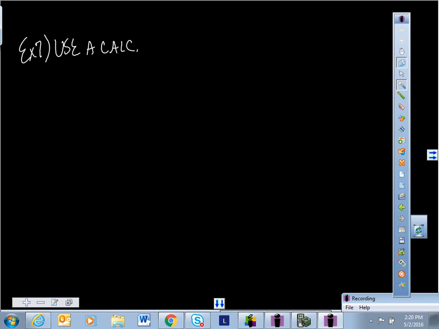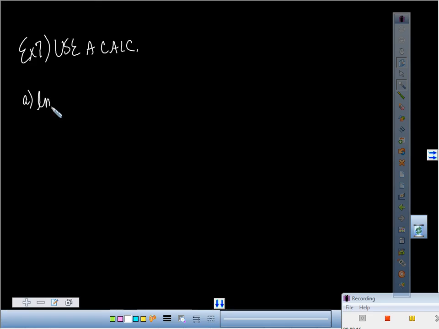Calculator. Should these be hard? Yeah. All right, so here's the first one. Ln of 2. So there are no calculator parts on that? Nope. There are no calculator parts. Everything is calculator. 0.693. All you did was pop it in your calculator, right? Ln of 2. Okay? Here's the next one.